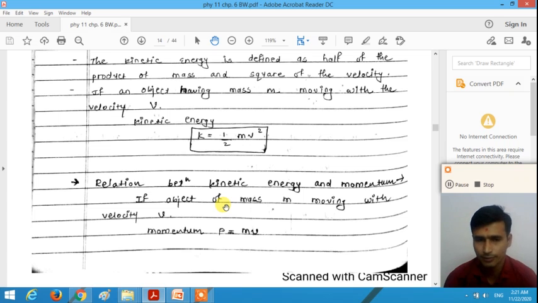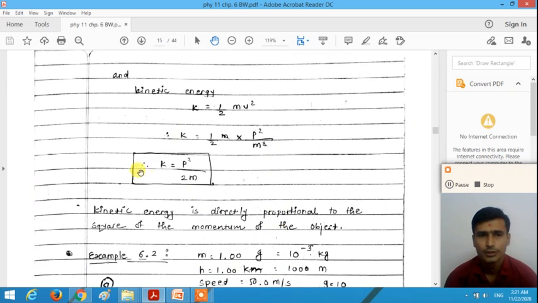So here we know that if an object of mass m is moving with velocity v, kinetic energy K is equal to 1 half mv square and the momentum of the object P is equal to mv, right? So P is equal to mv. From this, take v is equal to P divided by m and put it in this formula.